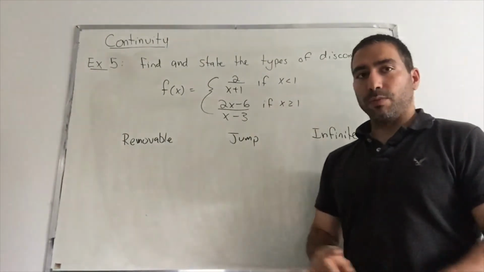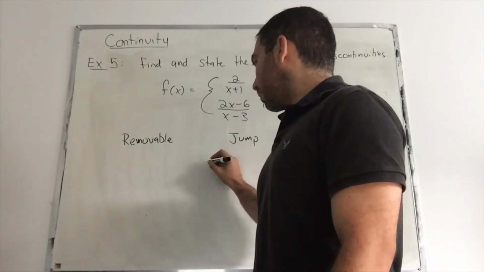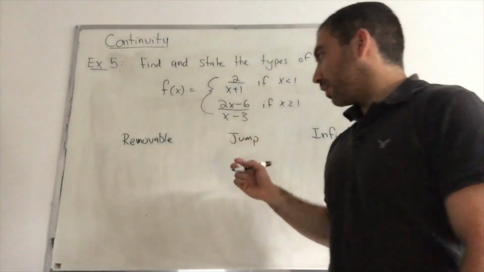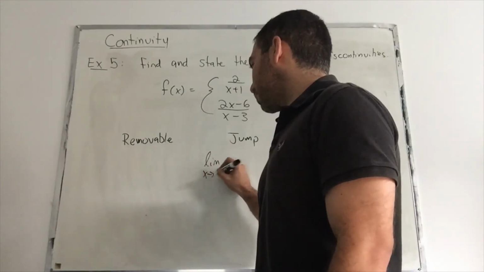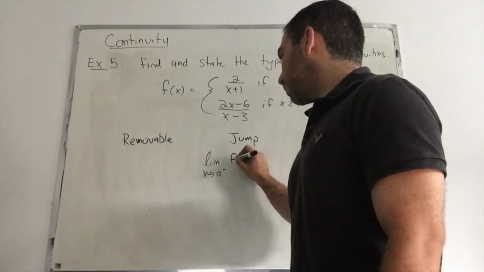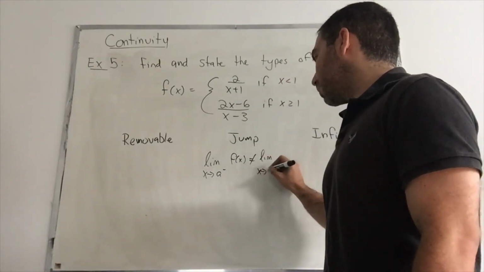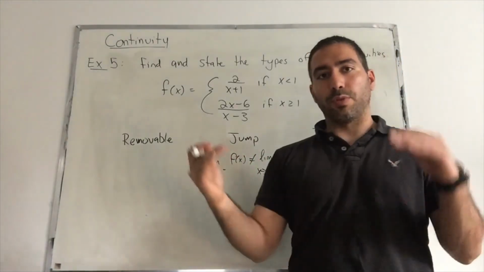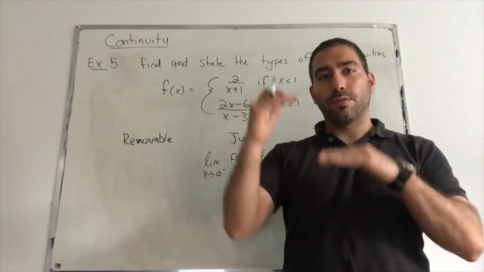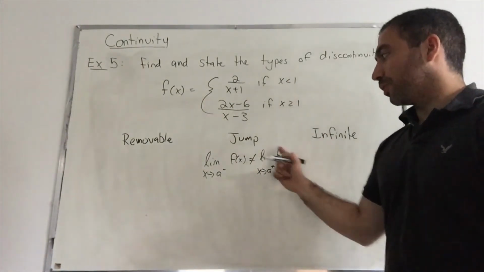Jump discontinuity, what you're going to have is essentially criteria 2 for continuity is going to fail. So we'll essentially have that the limit as x approaches some value from the left is not going to equal the limit as x approaches the same value from the right. Okay, so we know it's a jump when the left-sided limit and the right-sided limit are not equal. It's going to be at different values. Typically we have a jump here, so this is what you're looking for.